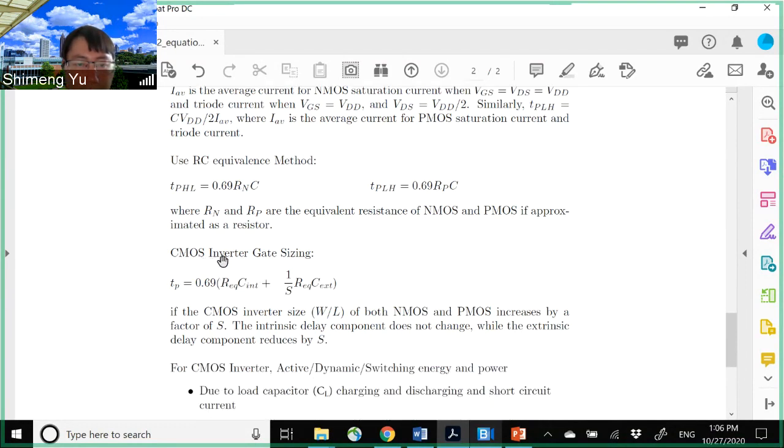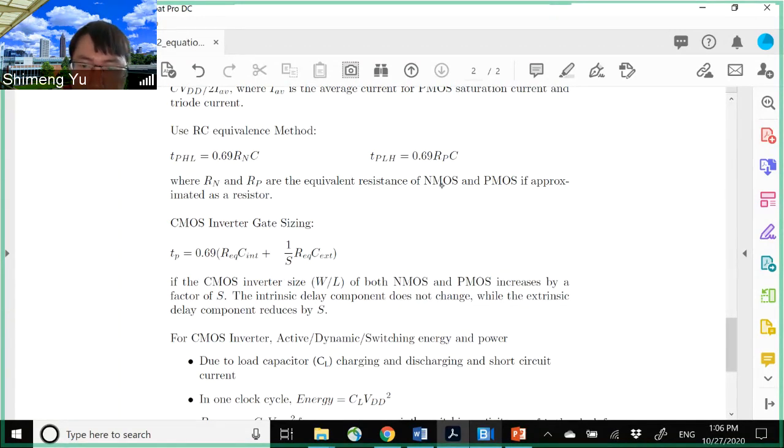And then the CMOS inverter gate sizing. Here we are talking about an inverter driving a capacitor load.